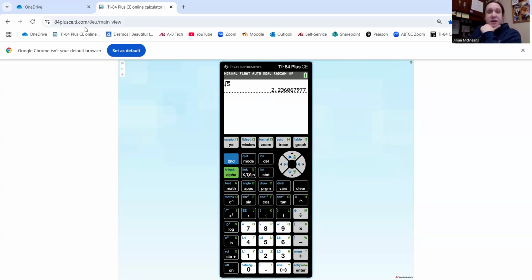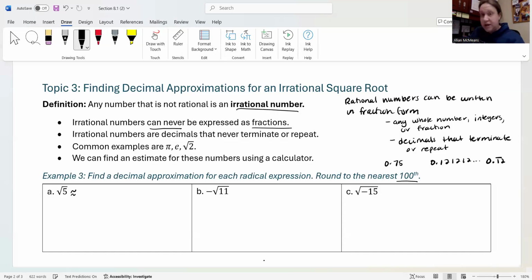So we would say that this is approximately 2.24. So definitely use the squiggly brackets. That indicates to your reader that you're aware that you rounded. And we would say this is approximately 2.24.